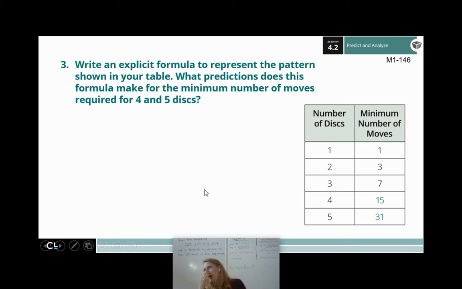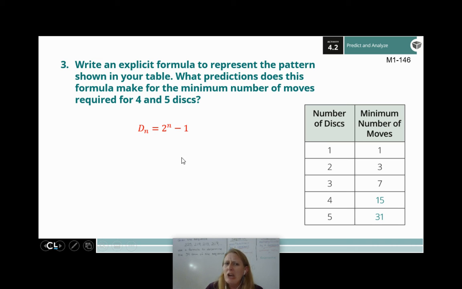So I gave this some thought and I was like, okay, we keep multiplying by 2 and adding 1, but I didn't know how to make that an explicit formula. So I looked at it a little bit differently and thought, I could do 2 to the power of this and then subtract 1, right? 2 to the power of 1 is 2, minus 1 is 1. 2 squared is 4, minus 1 is 3. 2 to the third power is 8, minus 1 is 7. Wait a minute, this works.